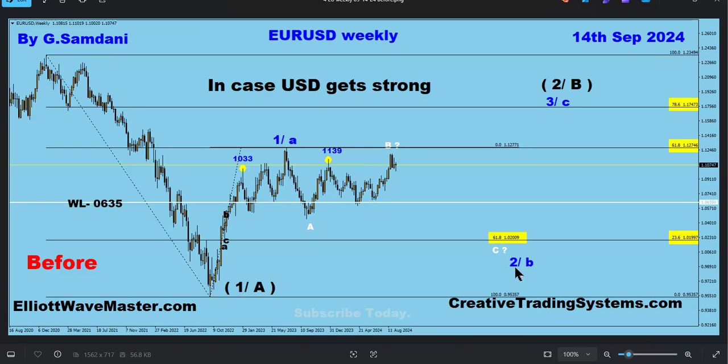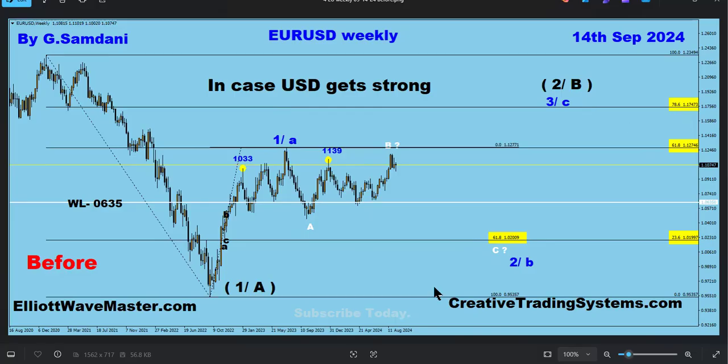So this is what I said: if USD gets strong, then we're going to go down here to 61% of this move. That would be wave two or B, this is the black count. One or A, two or B. Then we will go up for wave three, and this blue count would be three or C. Three can be even higher, right? But this is a very, very strong number as well.